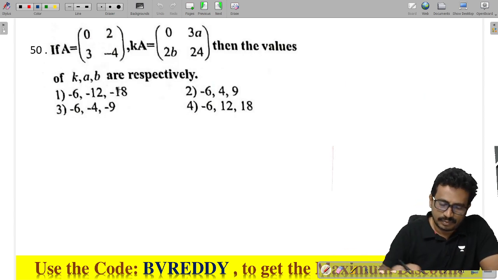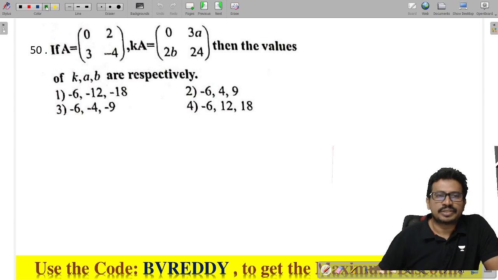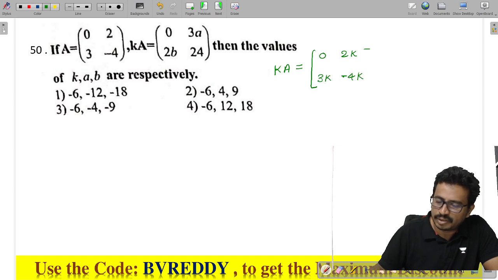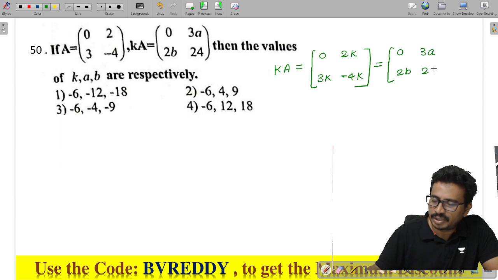Next, if A is given like this, KA is given, then the values of K, A, B are. Now you can see they have given KA. If I multiply this, what will I get? 0, 2K, 3K, minus 4K. And they have given this KA as, according to the problem, 3A, and this is 2B, and this is 24, right?